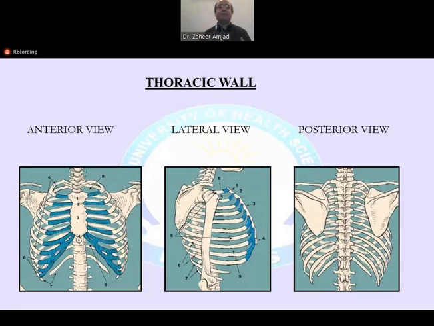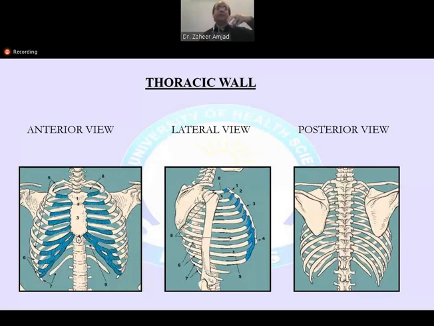upper ribs, they pass laterally as well as anteriorly. They also elevate the sternum. They increase the anteroposterior diameter mainly, but also to some extent the lateral diameter, and the lower ribs increase the lateral dimensions of the thoracic cavity, and the diaphragm increases the vertical dimension of the cavity. So this produces negative pressure within the thorax.